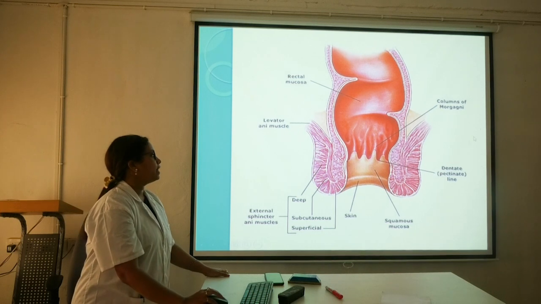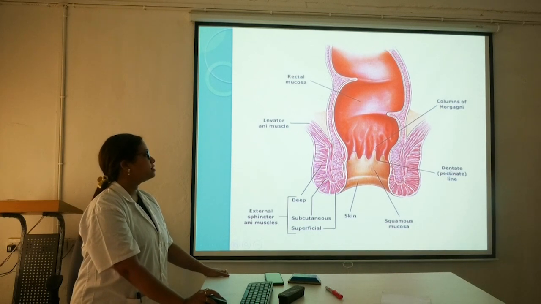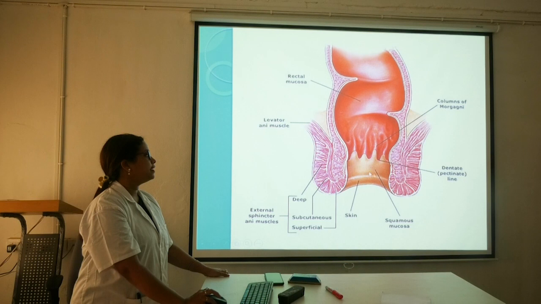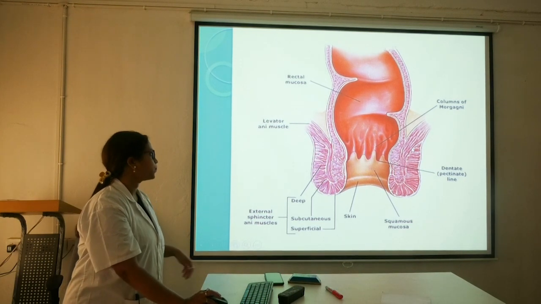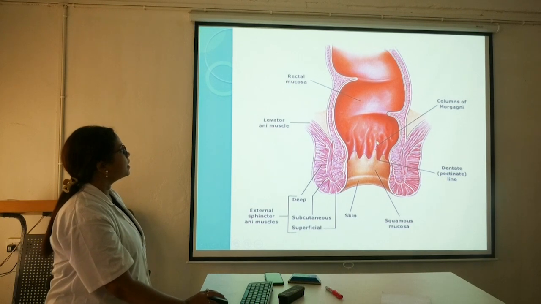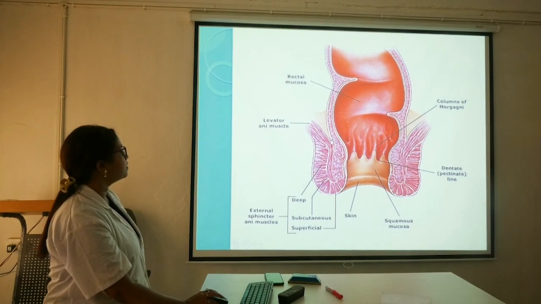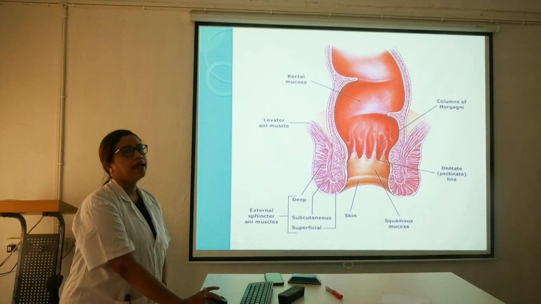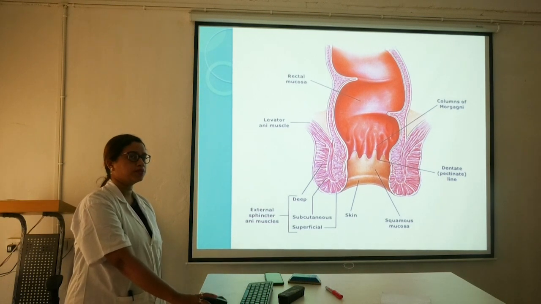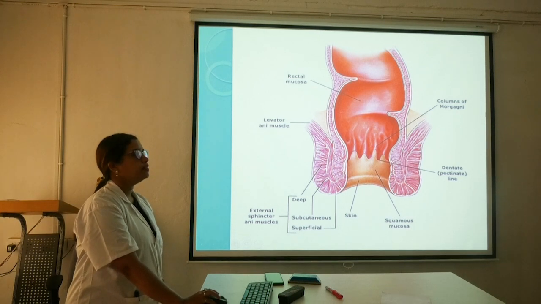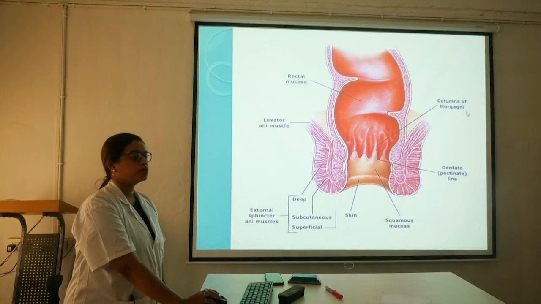Okay, and what is this line? This is known as the dentate line, and this epithelium is the squamous mucosa. Okay, you could see there is another muscle, that is known as levator ani. Levator ani is very important for the anal sphincter. Which anal sphincter? The external anal sphincter.